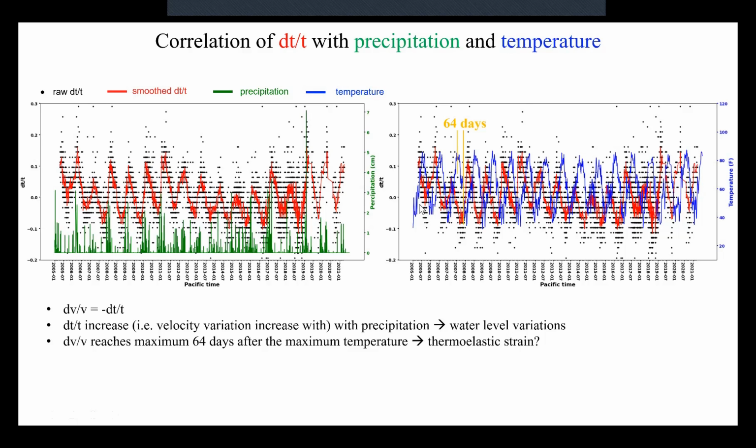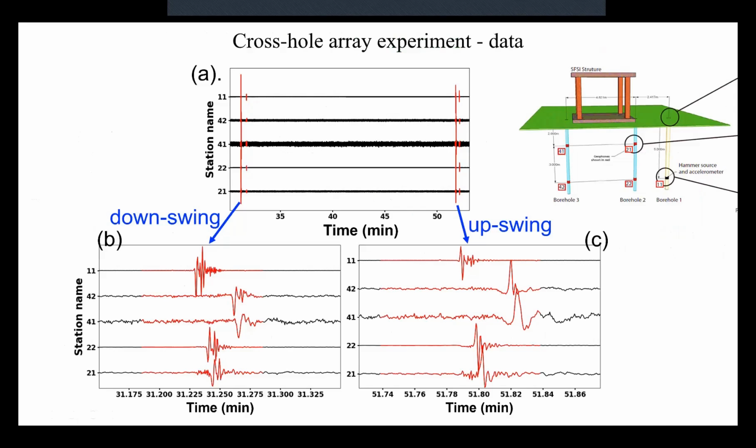Also, maximum velocity reduction dV over V occurs about 64 days after the peak temperature. This time delay is consistent with the mechanism of thermoelastic strain, implying possible contributions from thermoelastic strain.